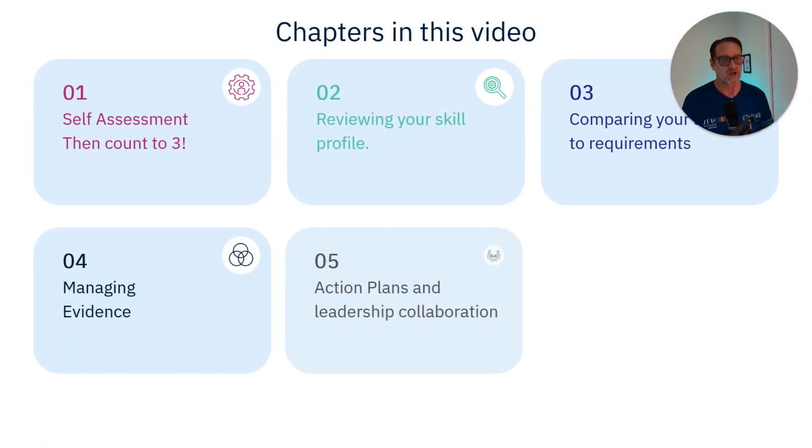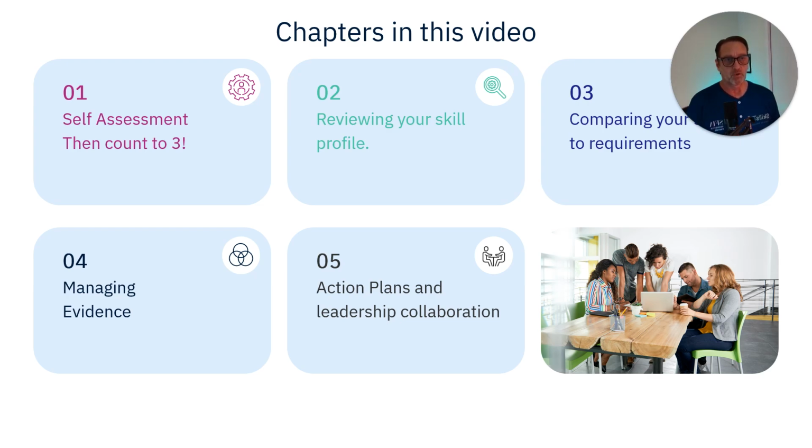We have 5 chapters in this video. We're going to start where it all starts, which is usually a self-assessment, and then we'll introduce this concept of counting to 3. It'll make sense when you see it. The self-assessment is what we would consider to be a provisional version of your skills. You then get a login to what we call the planner, where you can review your profile. We'll have a look at what that looks like.